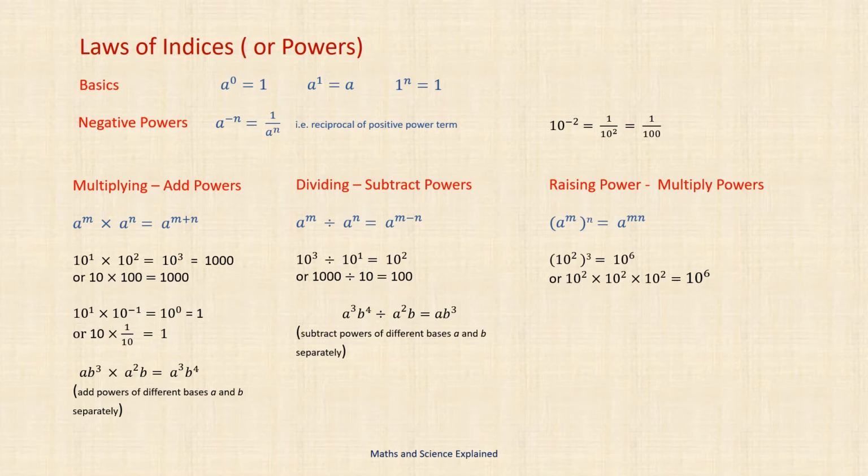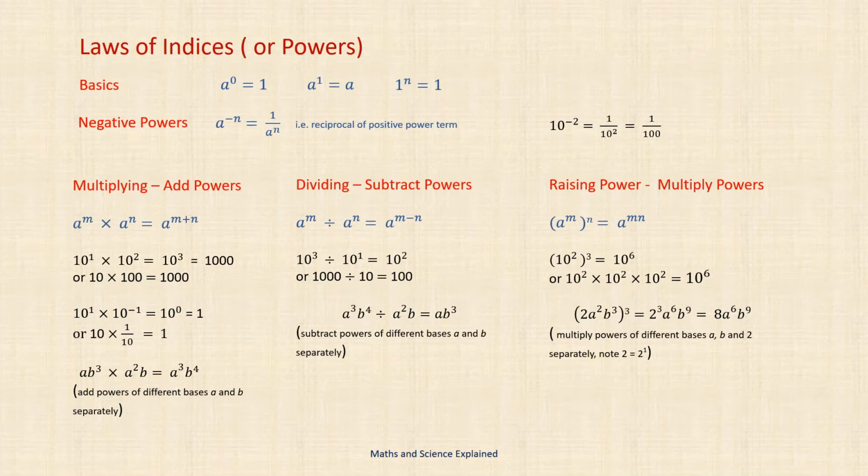As before, when using different bases, the rules apply separately. For example, the expression 2 times a squared times b cubed has 3 bases, a, b and 2. When we cube this, we cube each base, and this leads to 2 cubed, or 8, times a to the 6 times b to the 9.